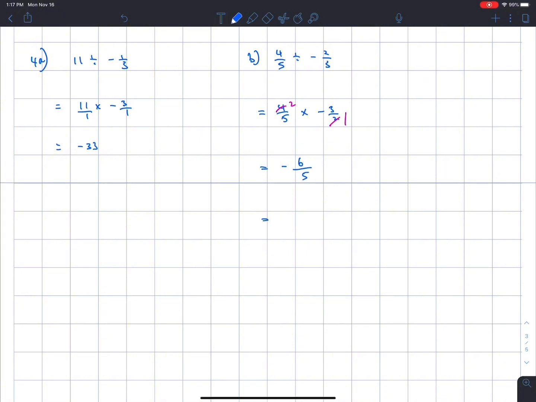Change it back into a mixed fraction. 5 goes into 6 one time. We have a remainder of 1. So negative 1 and 1 over 5 will be our final answer.